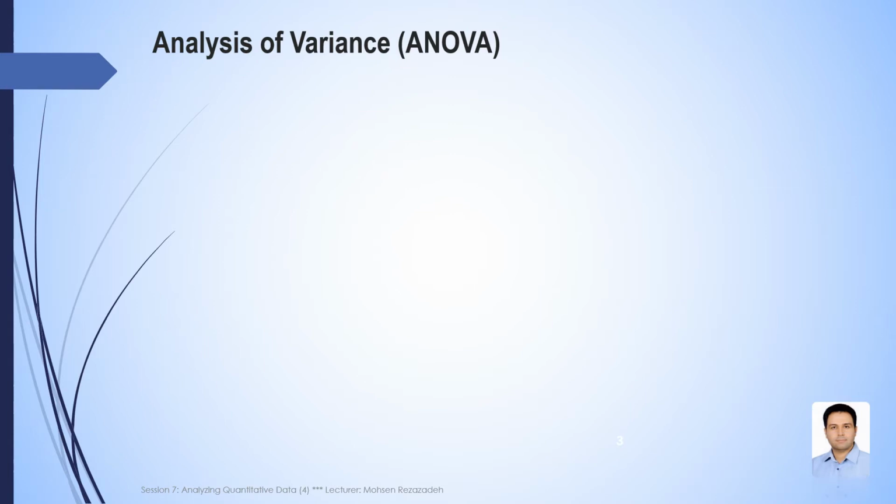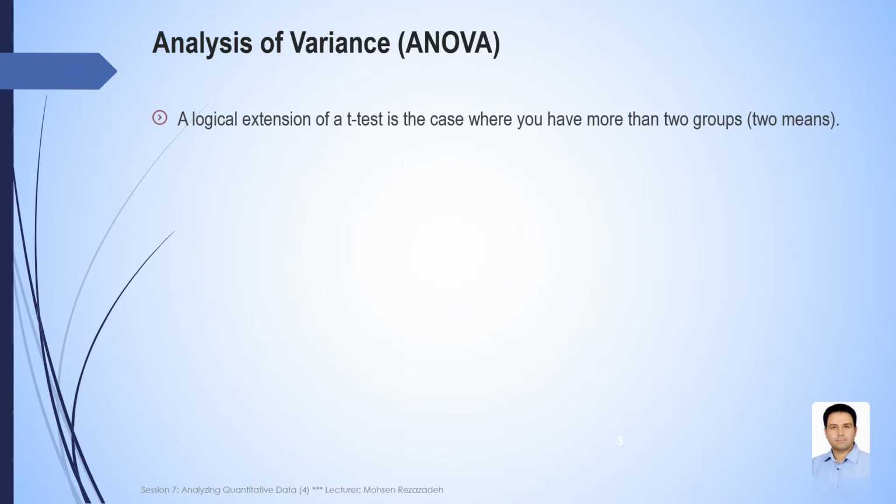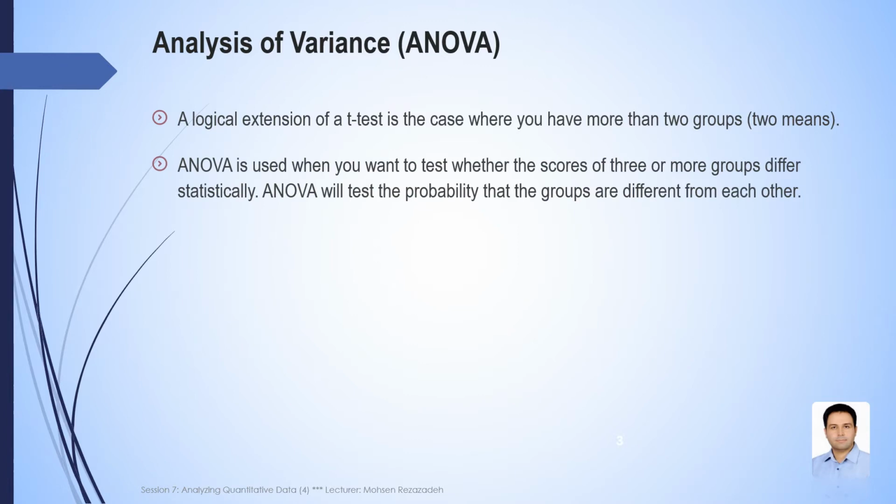ANOVA, analysis of variance. Many research designs require comparisons with more than two groups, and ANOVA may be appropriate in this context. A logical extension of a t-test is the case where you have more than two groups, that is, you have more than two means. In this situation, ANOVA is used when you want to test whether the scores of three or more groups differ statistically. ANOVA will test the probability that the groups are different from each other.